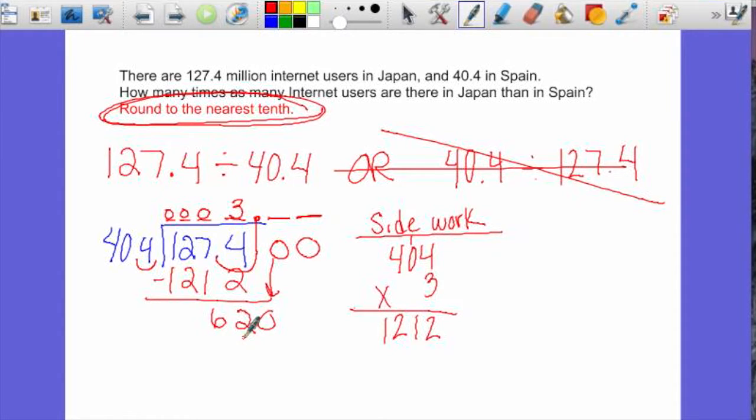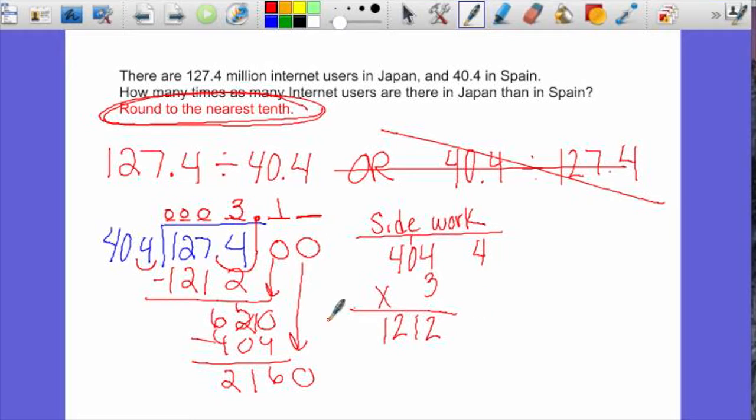404 into 620. I think most of you know it will only go in there once. So 404 and subtract. So I need to borrow. 10 minus 4 is 6. 1 minus 0 is 1. 6 minus 4 is 2. And I still have one more to do. 404 into 2,160. Well, I know it's more than 3, so what is it? Should we try 404 times 4 or 404 times 5? So you have to make that decision.